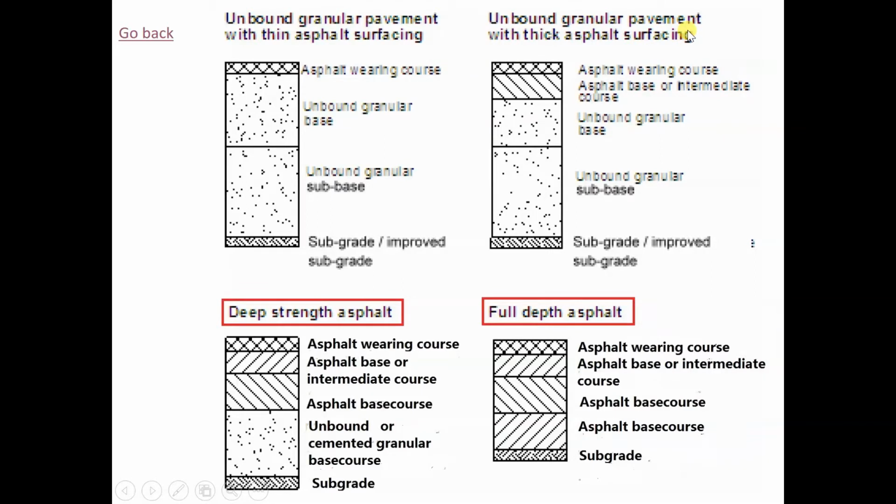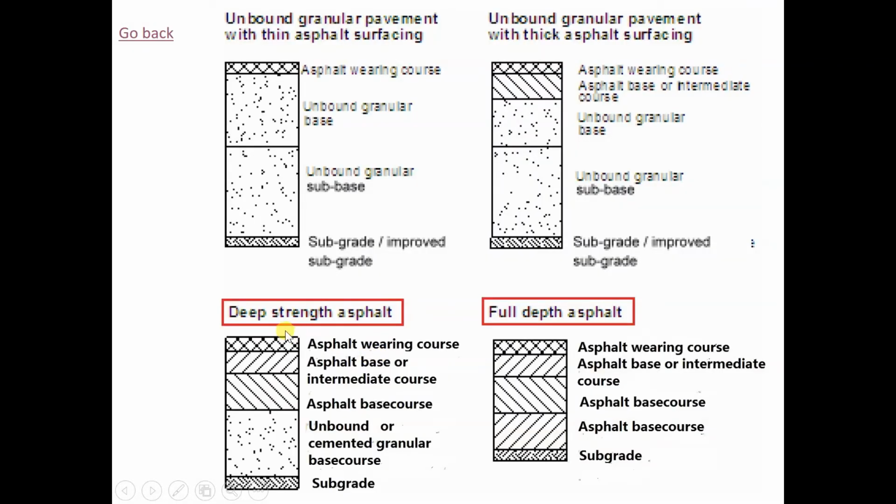Unbound granular pavement with thick asphalt surfacing. So this one, the asphalt will be thicker. We're talking about maybe 150, 175, 200 mm thick. But we still use the unbound base and unbound subbase.